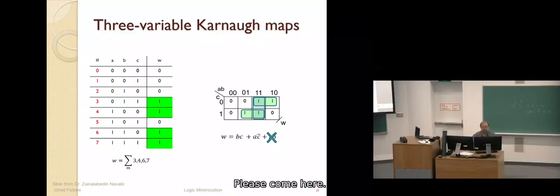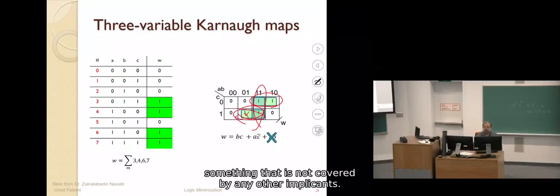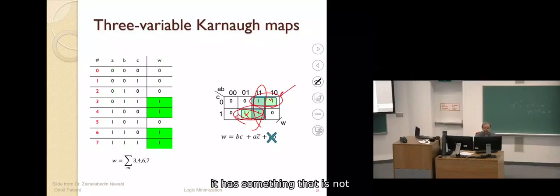Please come here. We saw that there are 3 implicants. Here you see 1, 2, 3. There are 3 implicants, but 2 of them are essential. This one is essential because it has something that is not covered by any other implicants. This one also is essential because it has something that is not covered by any other implicant.